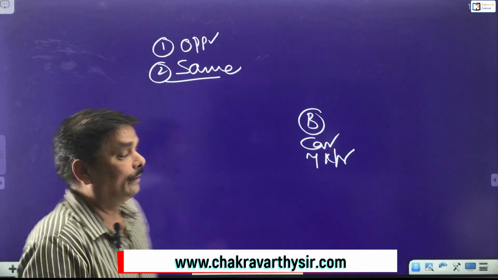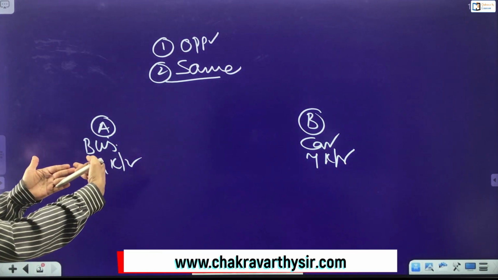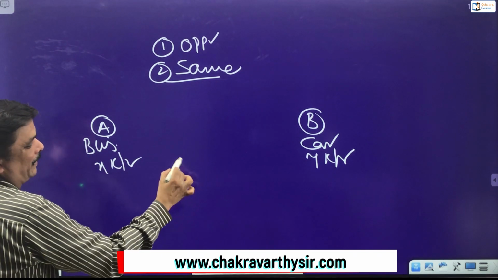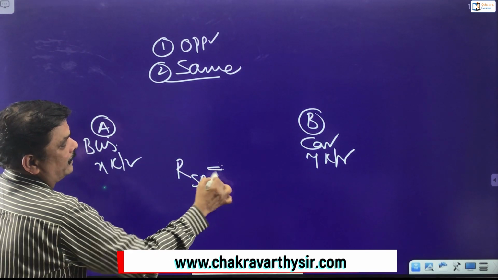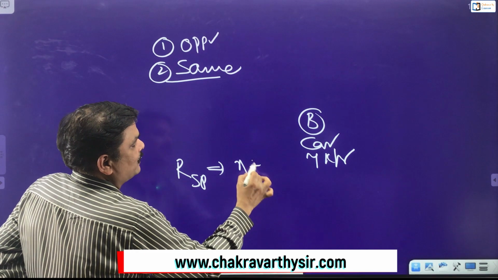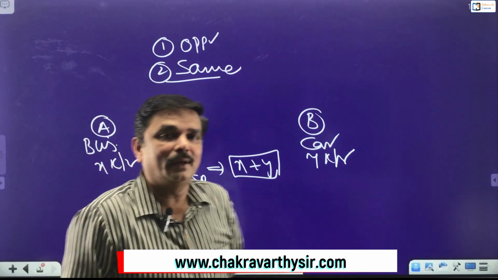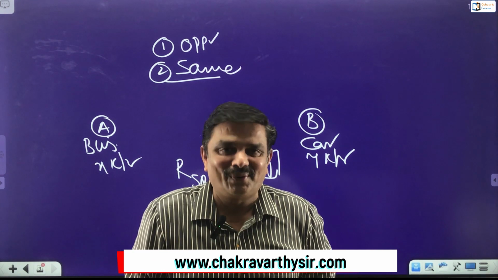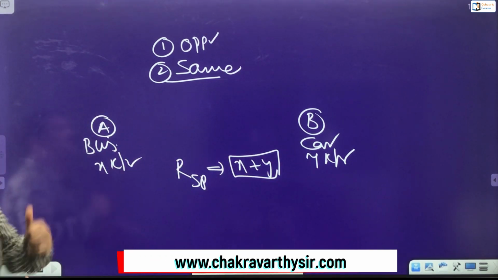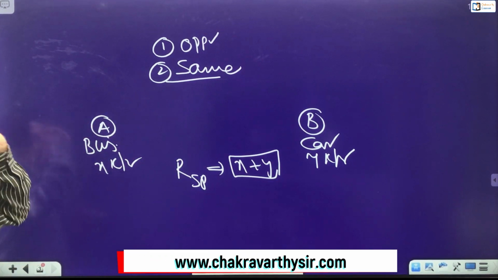All right. So here both are in the opposite direction. Here relative speed is obviously x plus y, as simple as this, x plus y kilometers per hour. I hope this is clear for all of you. All right, let's take some numbers so that it would be clear for everybody.